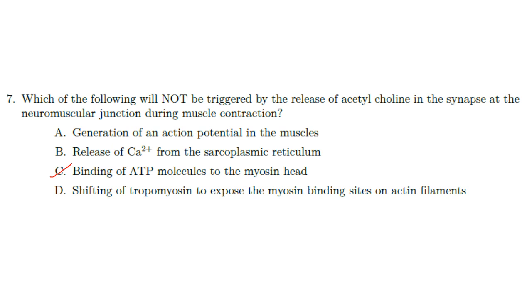They have asked which will not be triggered by the release of acetylcholine in the synapse at the neuromuscular junction. Then shifting of tropomyosin to expose myosin binding sites on actin filaments. That is also happening during muscle contraction. So the answer here is option C.